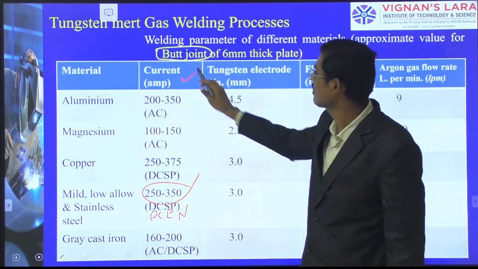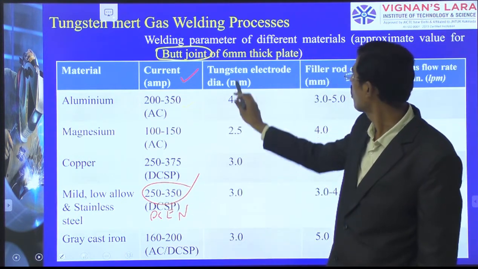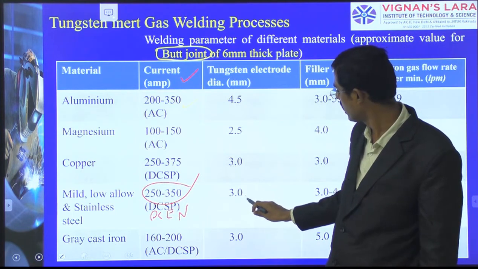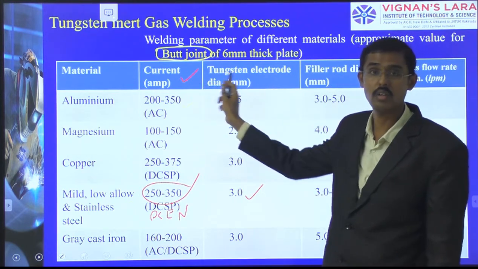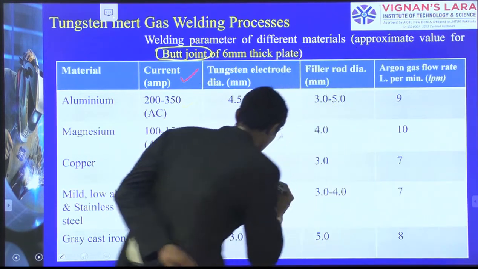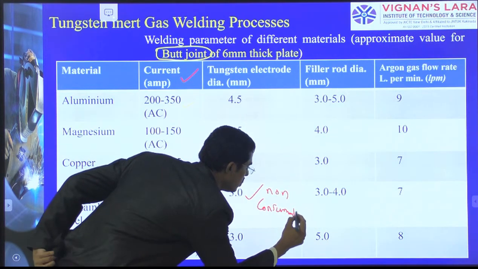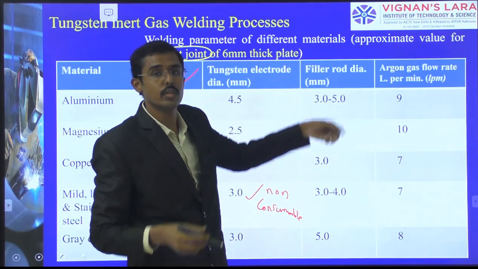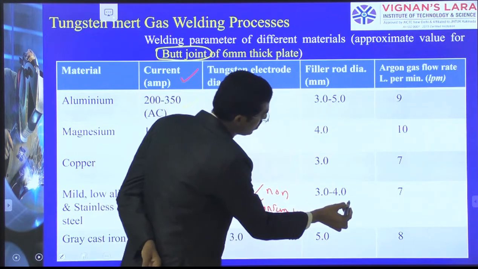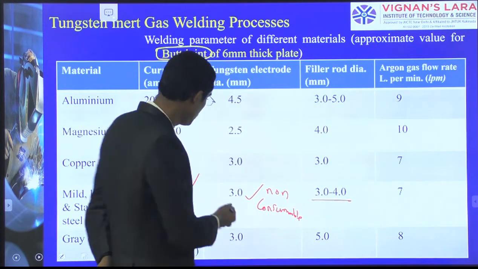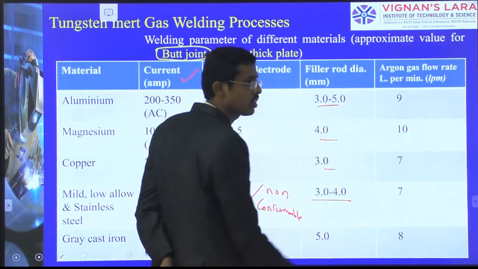This is about the current factors. For the given current of 250 to 350 amps, how much tungsten diameter are we using? Up to 3 mm we can use. The tungsten electrode is non-consumable. What about the consumable filler rod, which we supply towards the middle between the non-consumable electrode and the workpiece? Here we can use 3 to 4 mm, the same sizes. So here also the 3 and 4 mm variables are given.